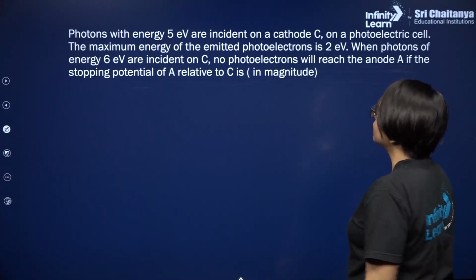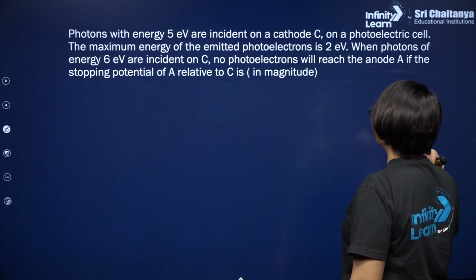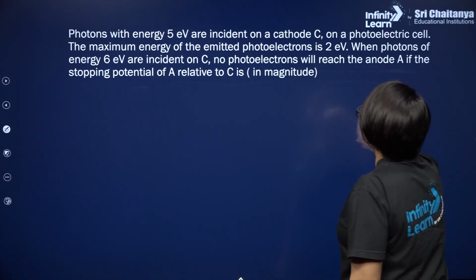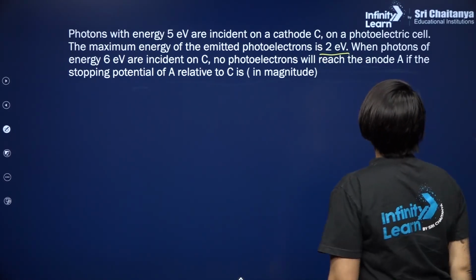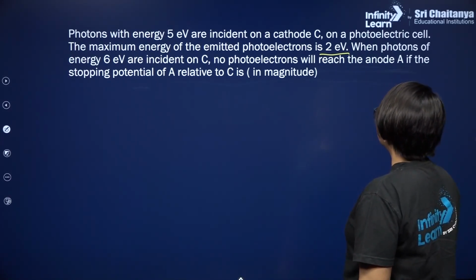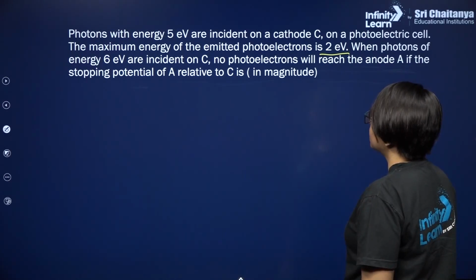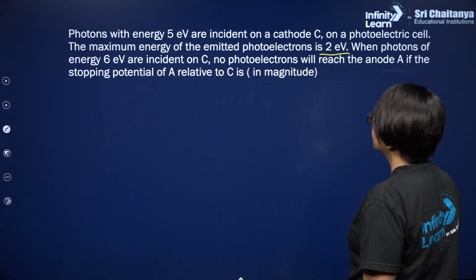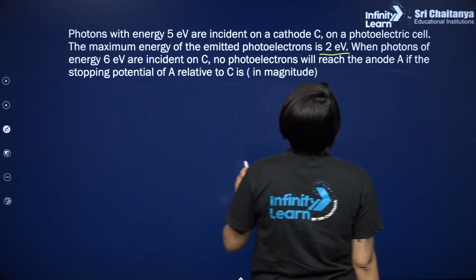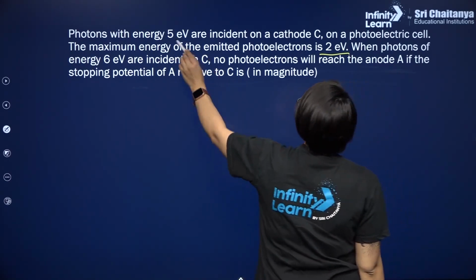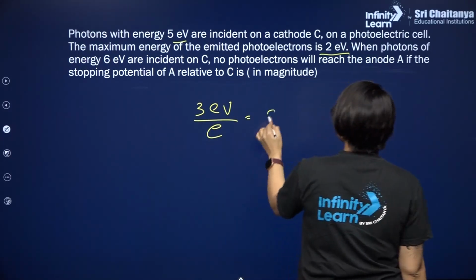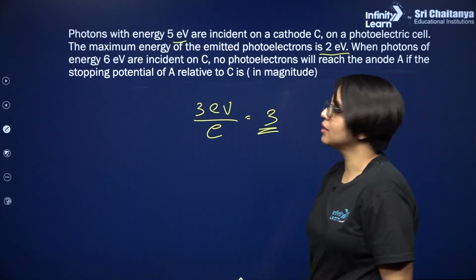Next is photon with energy 5 electron volt are incident on a cathode C and on a photoelectric cell. The maximum energy of the emitted photoelectrons is 2 electron volt. When a photon of energy 6 electron volts are incident on C, no photoelectrons will reach the anode A if the stopping potential of A relative to C is. So, stopping potential over here will be what? It will be 5 minus 2, that is 3 electron volt, that is 3, right. So, stopping potential will be 3.